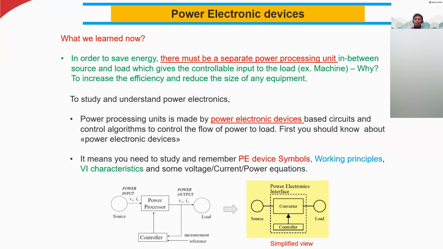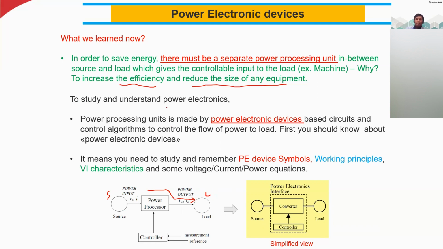So far, what we have learned until now is that in order to save energy, there must be a separate power processing unit in between the source and load. The power processing unit gives the controllable input to the load. This is the input to the load, for example, the electrical machine, the DC machine we had seen just before. Why should we control and give the controllable input to this load? Because we want to increase the efficiency and reduce the size of any application equipment.